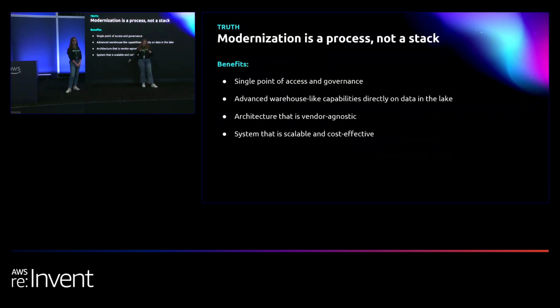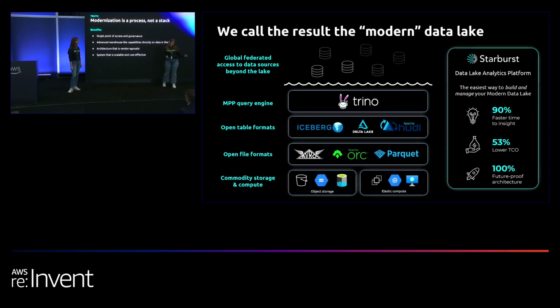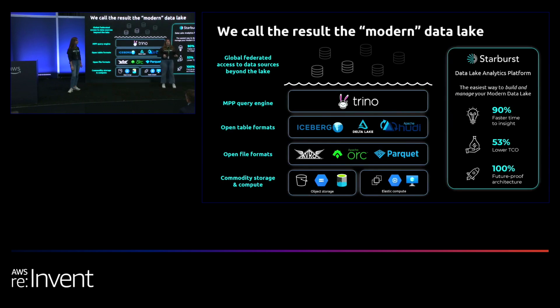And so here we're just summarizing the points that I've talked about: modernization being a process and not a stack. So we're going to look at that single point of access and governance. We're going to add those advanced warehouse-like capabilities directly on the data lake using our table formats and our file formats. We're going to look for an architecture that we can build that's actually vendor agnostic, and we're going to find a system that is scalable and cost effective. And so that's what we call the modern data lake.